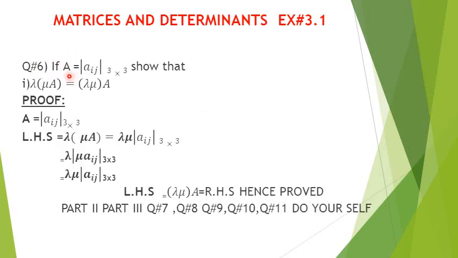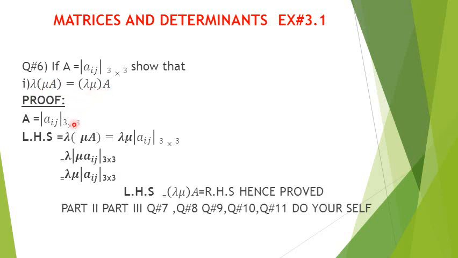Okay, the general question of the exercise, question number 6. This is the general question. If A is equal to A of ij, it means there are elements A11, A12, A13, and A21, A22, A23, A31, A32, A33. Okay, and what is the order? 3 by 3. So this is the order of 3 by 3, means square matrix. So we have to show that lambda is a scalar quantity and mu is also a scalar quantity. Lambda multiplied by mu of A should be equal to lambda of mu of A.